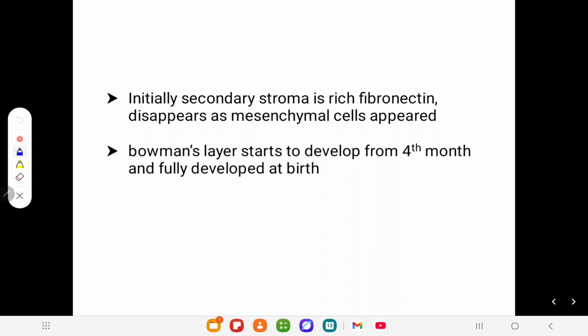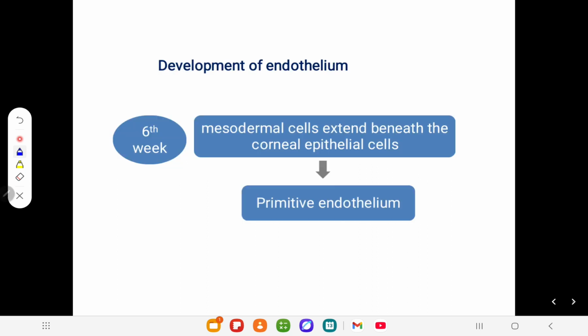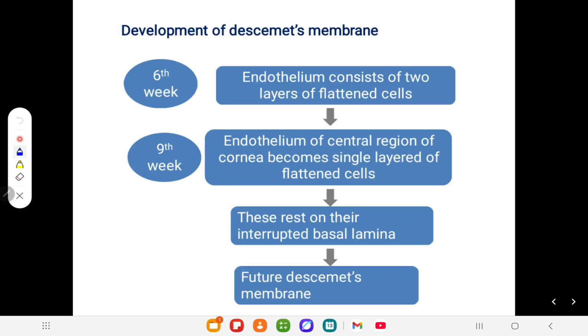And then initially the secondary stroma is rich in fibronectin, which disappears as the mesenchymal cells appear. And Bowman's layer, remember Bowman's is not a membrane. Bowman's layer starts to develop from the 4th month of gestation and fully develops at birth, isn't it? And let's move further. The development of endothelium. At 6 weeks of gestation, mesenchymal cells extend beneath the corneal epithelium cells, which creates a primitive endothelium.